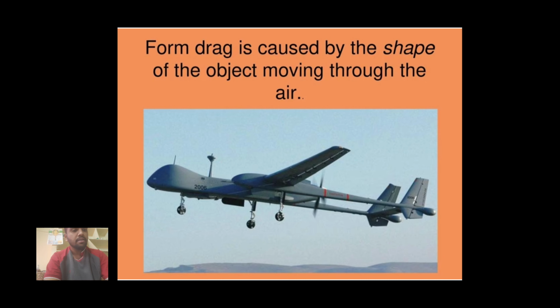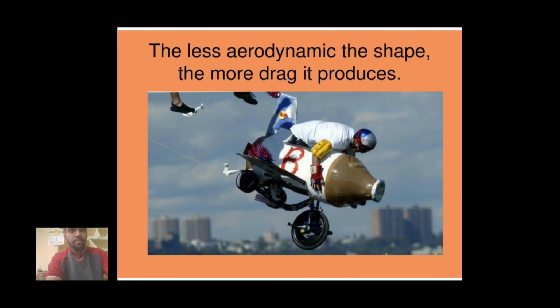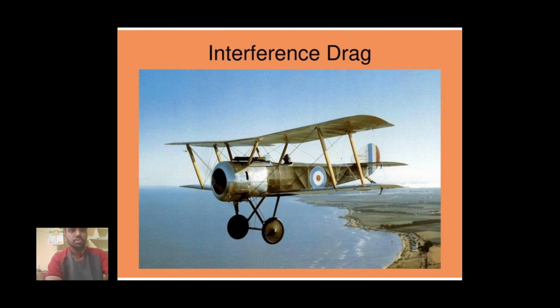Some shapes interact better aerodynamically than others, and the more cleanly the plane slides through the air, the less drag it creates. This is why small sleek planes generate less drag than large blunt ones, and why when you put your hand out of a car window and hold it parallel to the ground, it feels less resistance than when you hold it perpendicular. The less aerodynamic the shape, the more drag is produced.